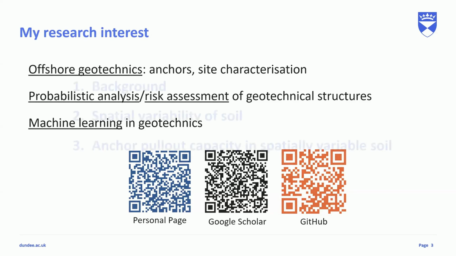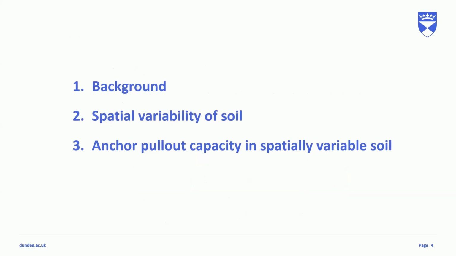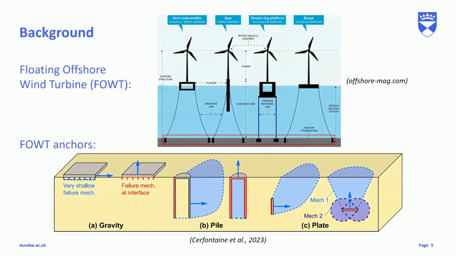So today, I'm going to talk about the anchor pull-out capacity, but not in homogeneous uniform soil. It's in spatially variable soil. So first, I'm going to give some very, very broad background, for laypersons, not just geo people. The big background is floating offshore wind turbines. Those are some types here. I think many people are familiar with this.